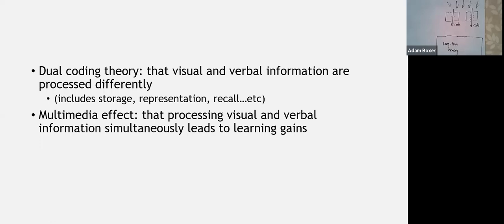So this bit for me is the key. Dual coding theory is a theory that explains the multimedia effect. It's almost like you have an effect, which is the apples fall out of trees, and gravitational theory is a theory that explains that.